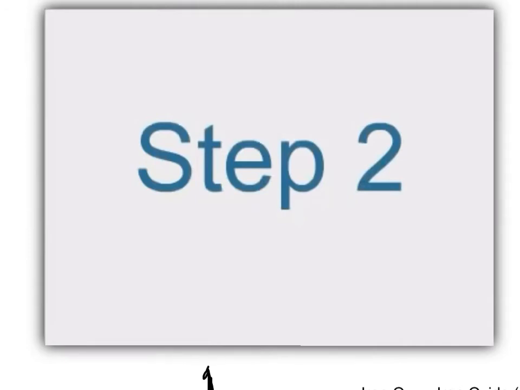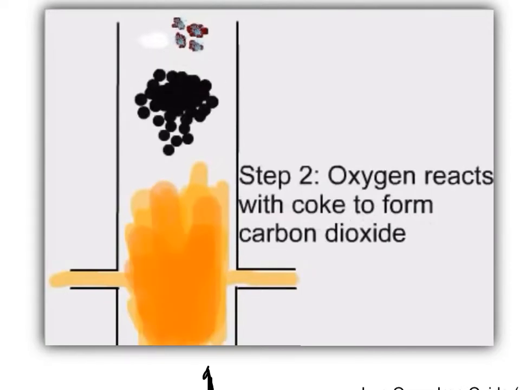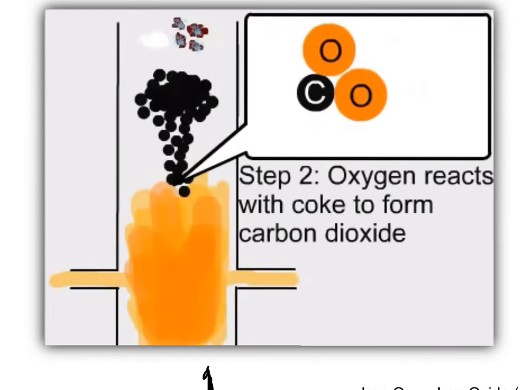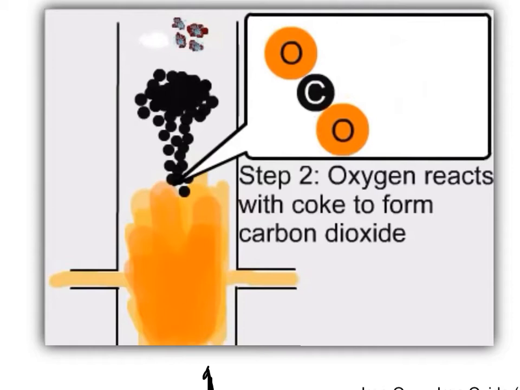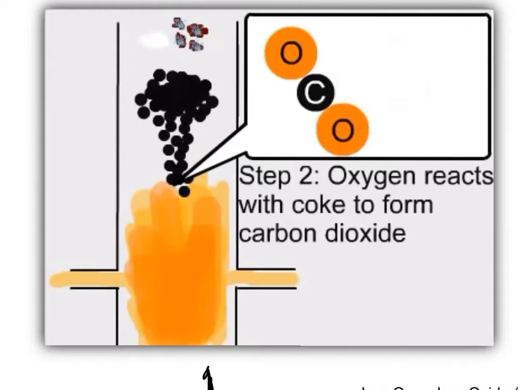Step 2 involves hot air being blown into the bottom of the blast furnace, which then reacts with the coke in an exothermic reaction, i.e. giving out heat, to form carbon dioxide. The orange thing at the bottom is to show the oxygen being blown in, causing this fire which produces lots of heat, an exothermic reaction. And then the little comment box to the right shows our carbon, which is the coke, reacting with the oxygen atom to form carbon dioxide, carbon bound with 2 oxygens. So that is step 2.